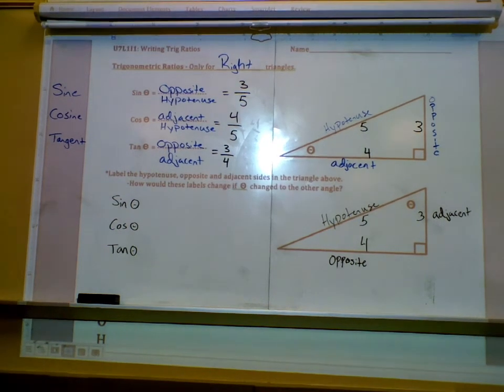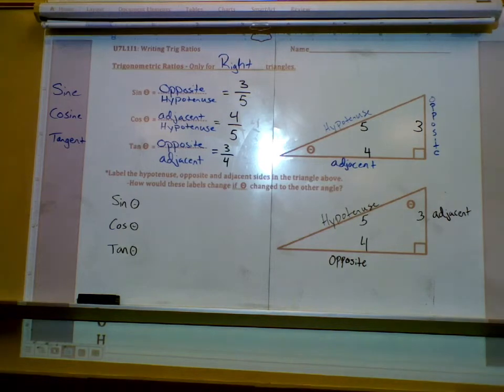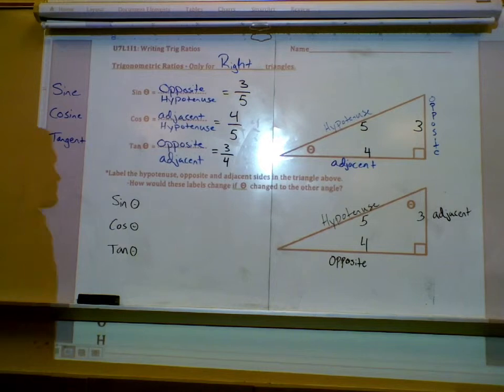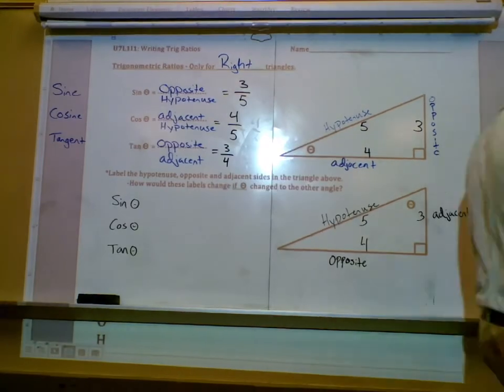So what are those letters? Sine. Sine theta is always going to be the hypotenuse and opposite. It's not going to be opposite and adjacent. What does theta stand for? Theta is just a Greek letter.